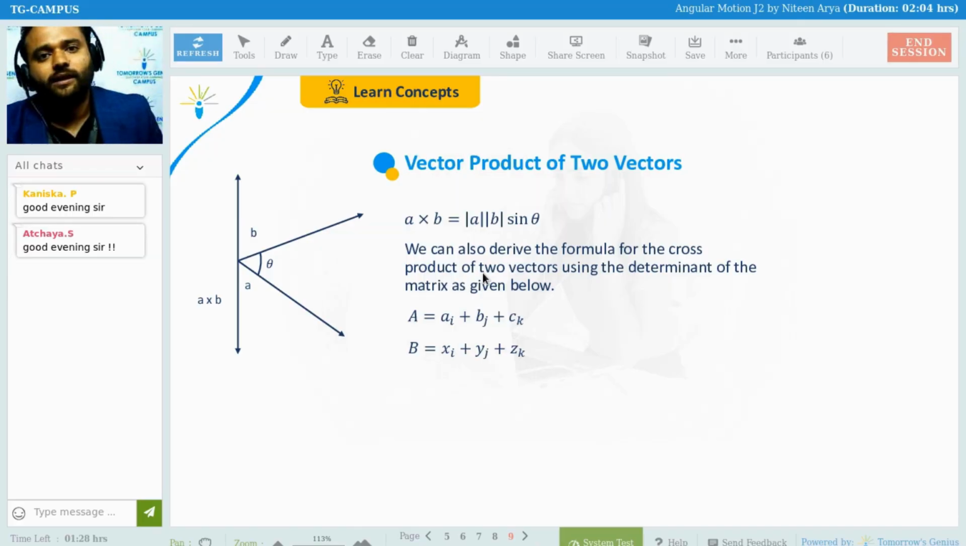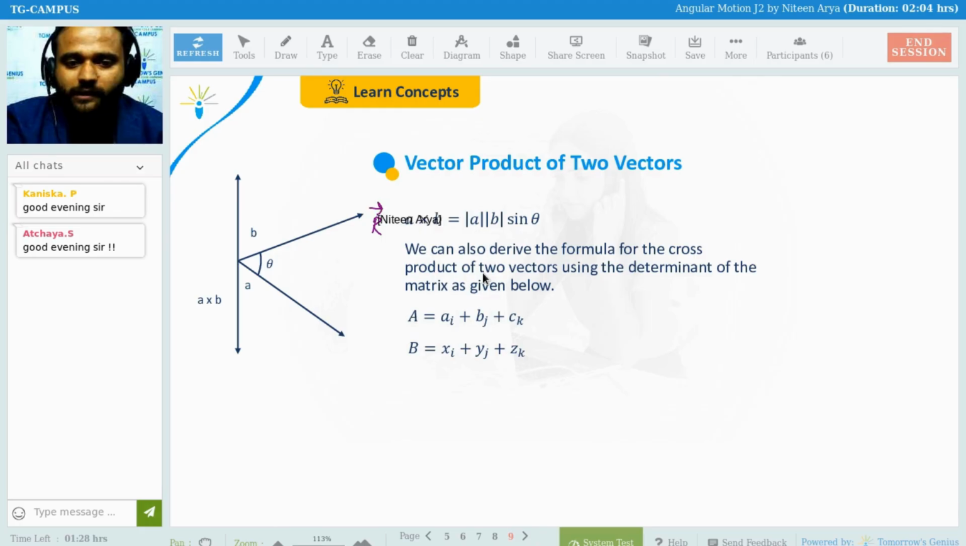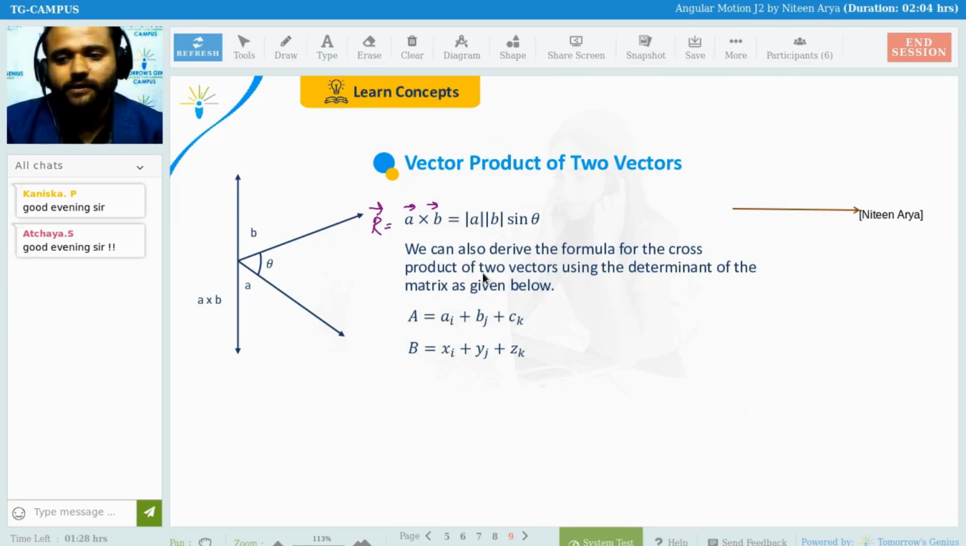The vector product of two vectors is a type of product of vectors in which the resultant is also a vector. So A cross B equals AB sine theta. We can also derive the formula for the cross product of two vectors using the determinant. What it means is very easy to understand. Suppose we have two vectors, one in this direction, another in this direction.